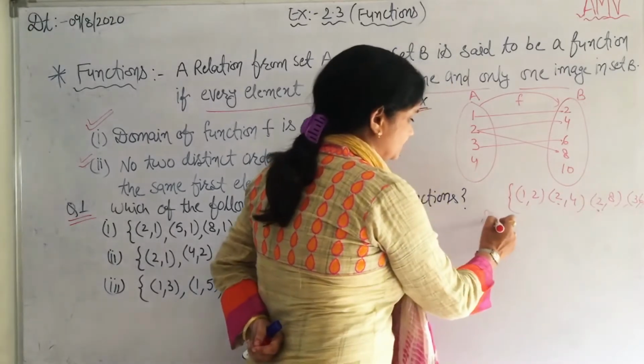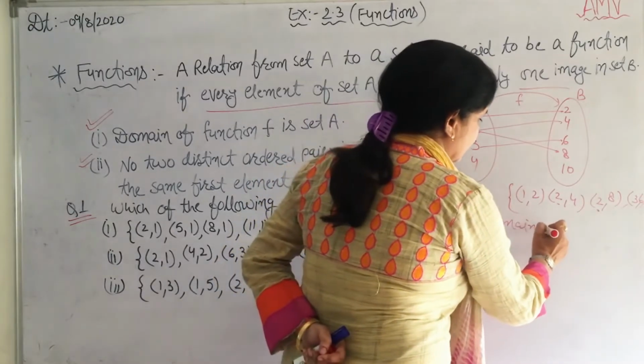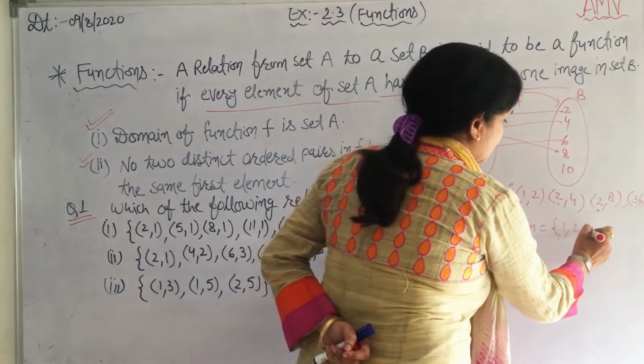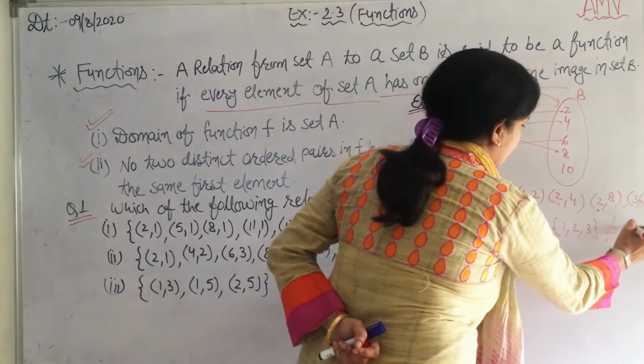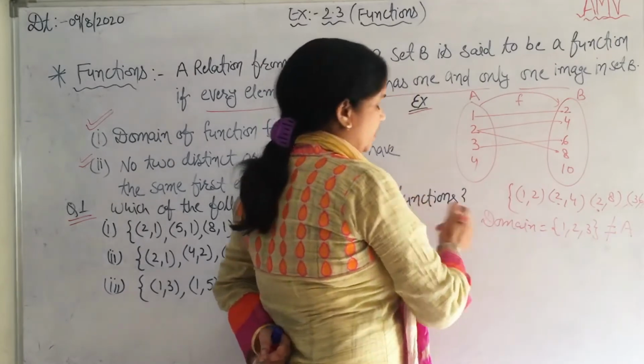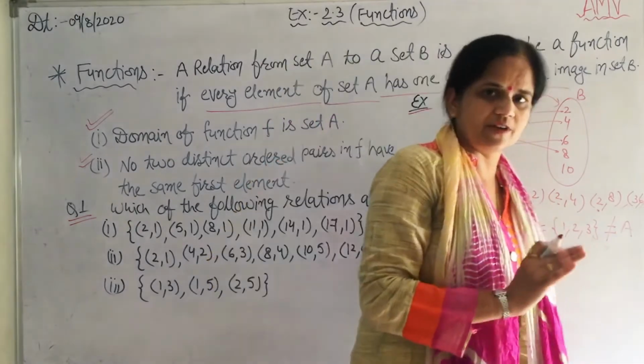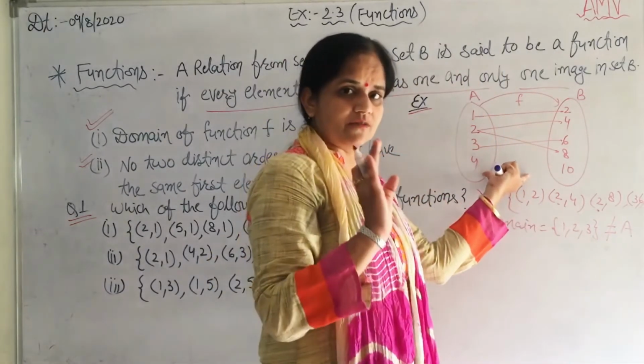And the domain of this relation is 1, 2, 3. It is not equal to set A. Okay, hence the given relation is not a function.